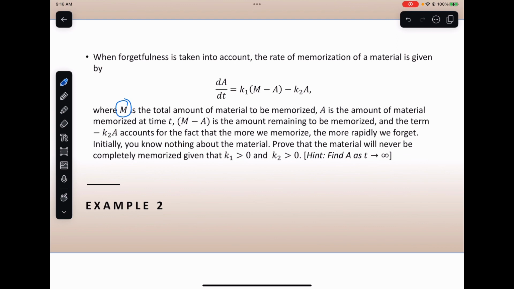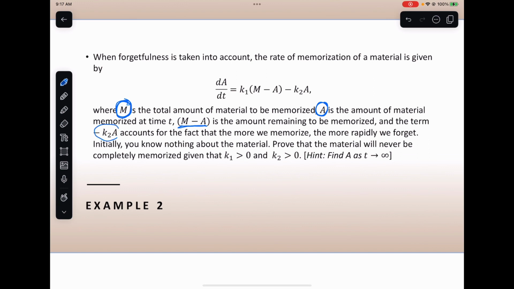Let's say you have an exam, the amount of the material that you need to memorize corresponds to M. And since you're going to study, A corresponds to the amount of the material memorized at time t. That means A is the amount that you already memorized, and M is the total amount that you need to memorize. Therefore, the difference between the two, M minus A, corresponds to the amount remaining to be memorized.